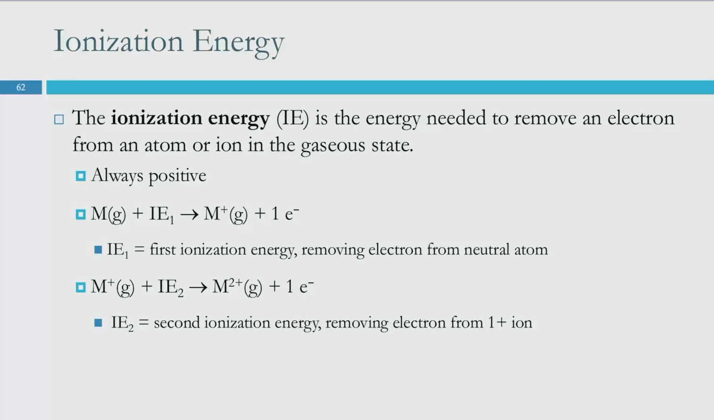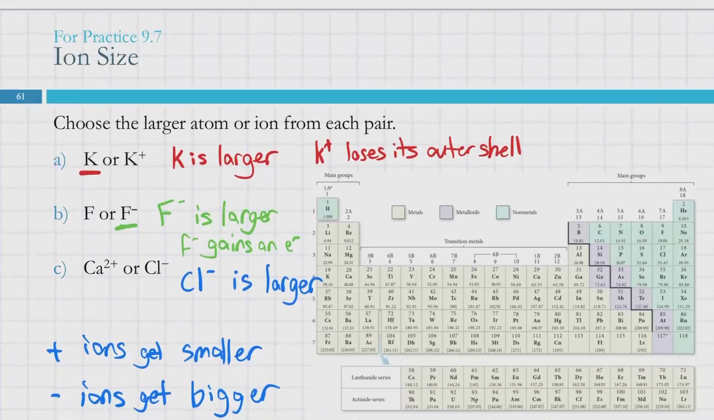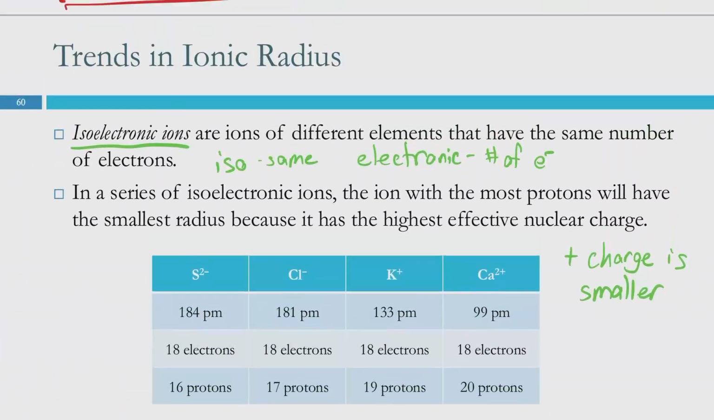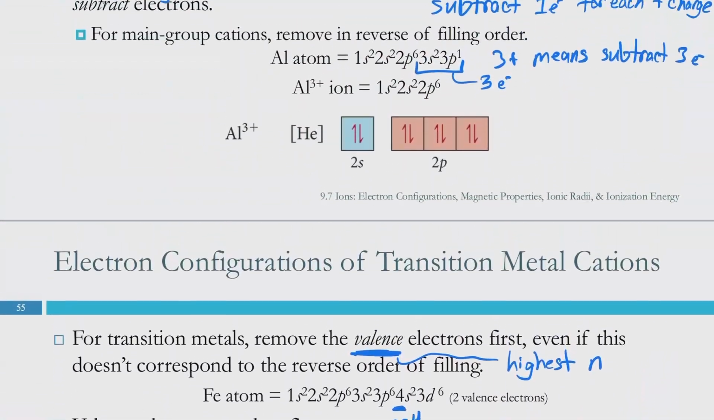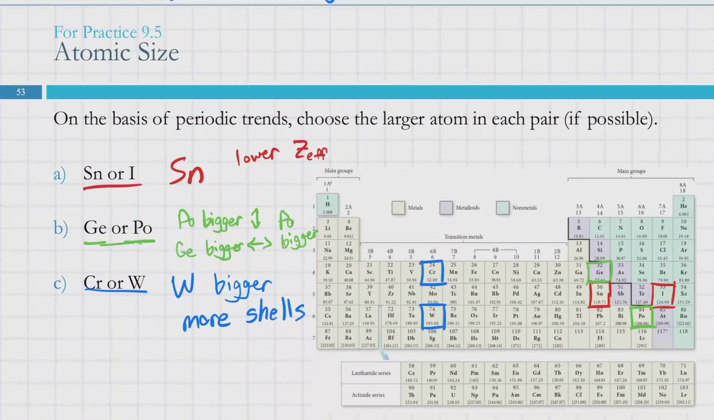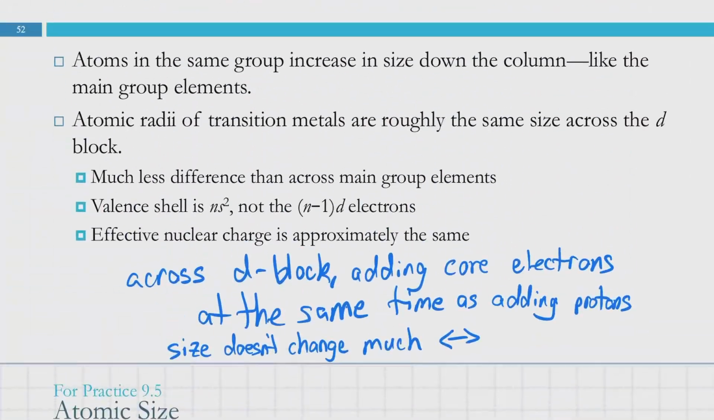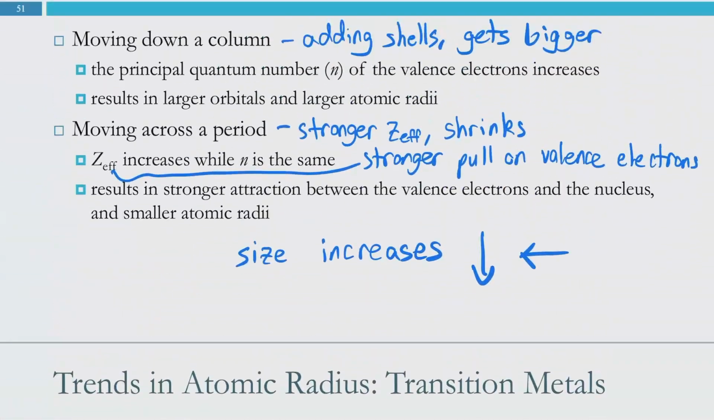Okay, jumping back up to chapter 9 to finish off our periodic table trends. Last time we were in chapter 9, we talked about ion size. We also talked about atomic size. So for atomic size, let's see if we can find the slide.